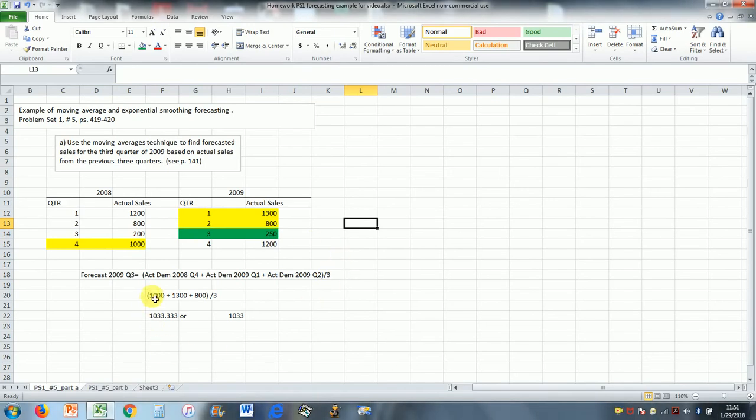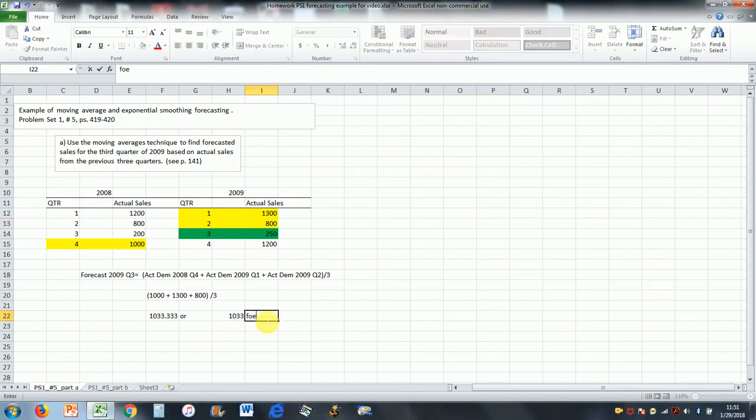So I did this below. 1,000 plus 1,300 plus 800 divided by 3 equals 1,033.333, or just round it down to 1,033. So that would be our forecast for 2009 quarter 3. Okay? All right. Let's move on now.